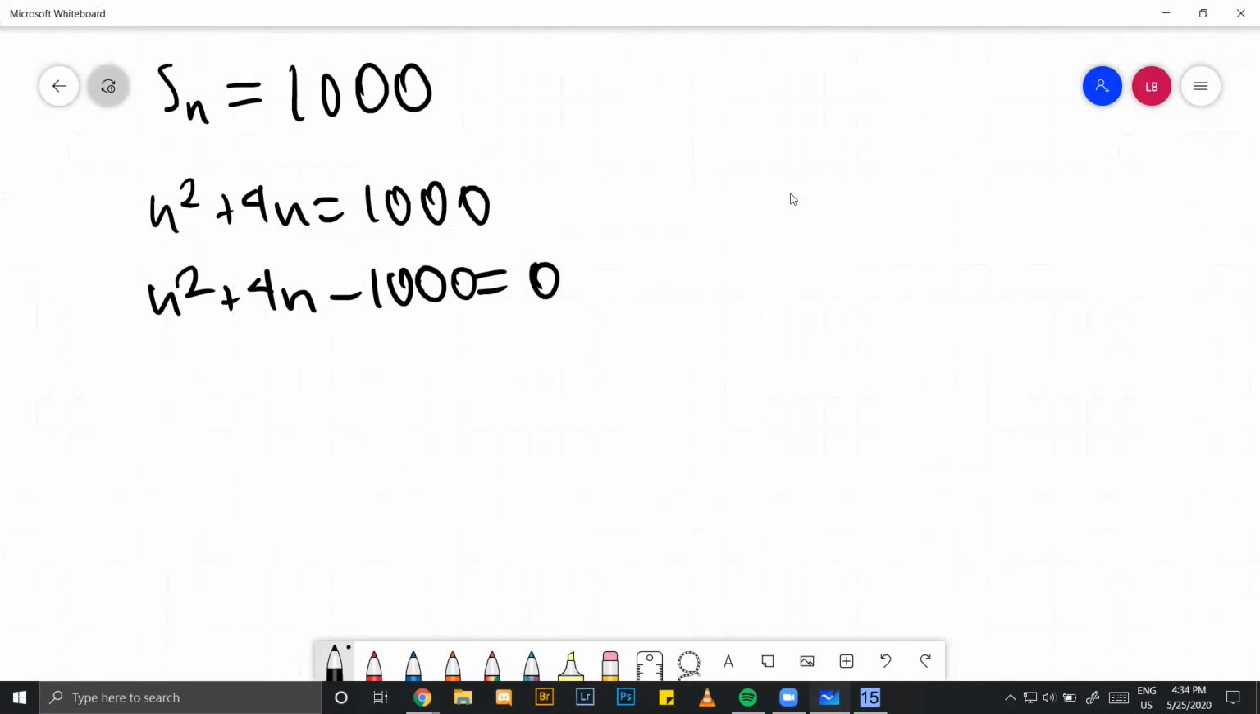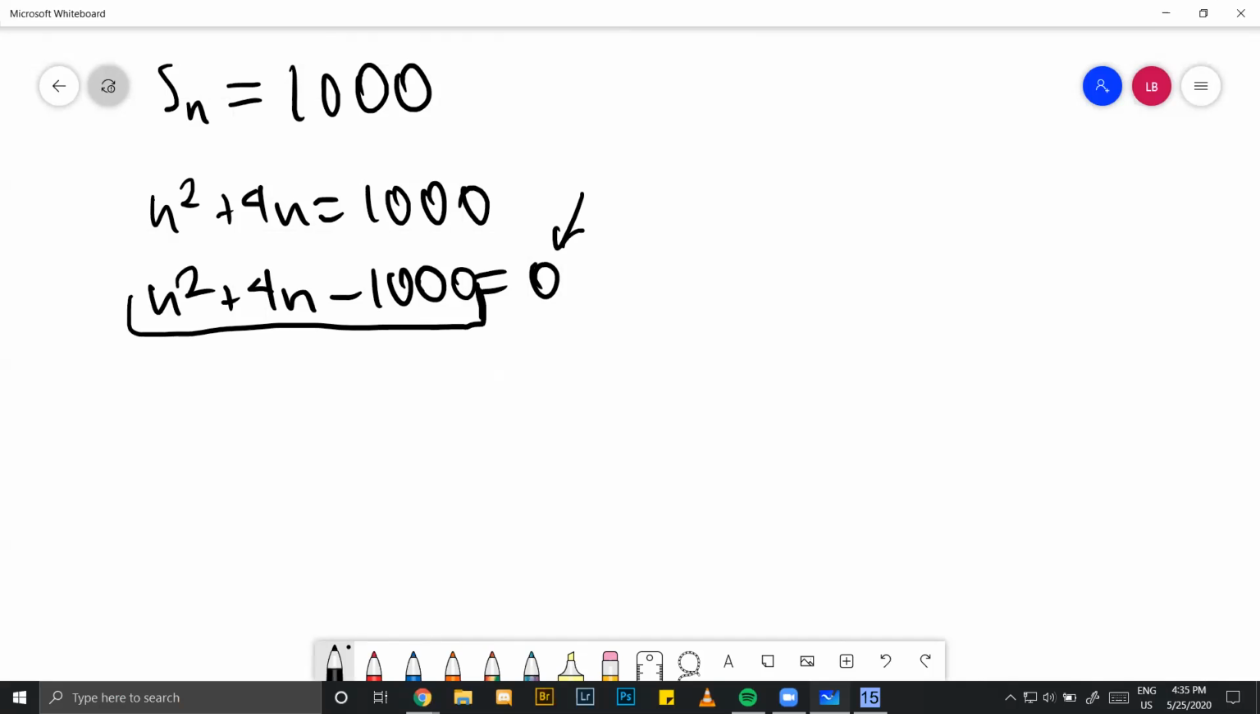a quadratic expression. And if I'm correct, I don't think this is factorizable. 1,000, 50, 20... 5, 50, 40. Nope, it's not factorizable. So what I'm going to do is use my calculator to solve for this. I'm going to graph n squared plus 4n minus 1,000, and then check when that function is equal to 0.